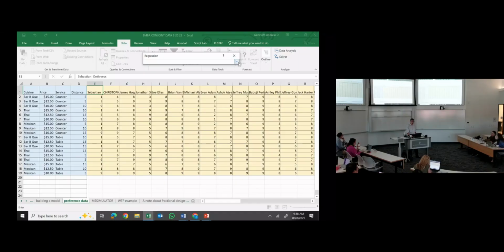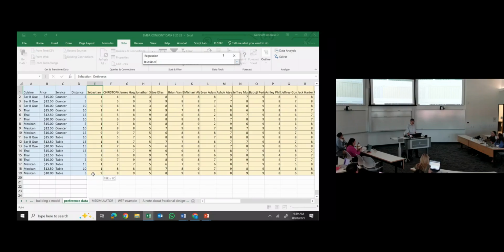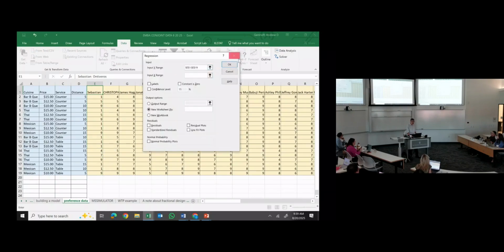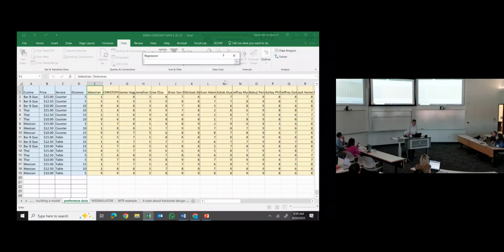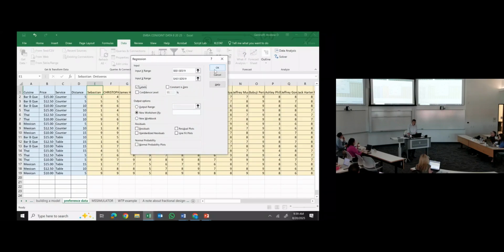And so then the dependent variable is the Y range. So that's the Y value, and that's Sebastian's ratings. And then the independent variables are the set of attributes that he rated. And so that's the X range, which is the cuisine, the price, the service, and the distance, because I expect that his ratings will change dependent on those things. And then I'm going to click Labels because I've got the labels in here, and so I want to know, is it cuisine, is it price, is it service? And then I'm ready to run this regression so that I can understand why Sebastian's ratings are sometimes higher and sometimes lower.